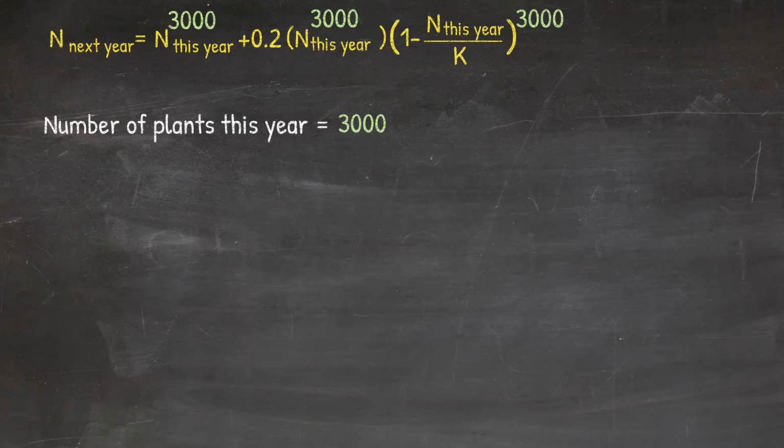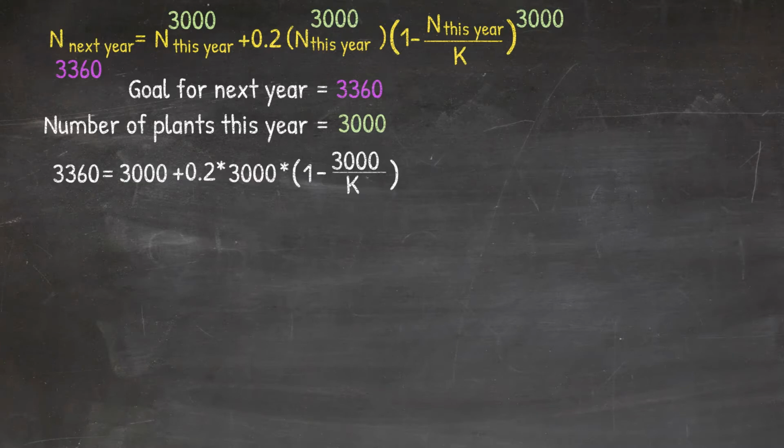And we're also told that the goal for next year is 3,360. So we should put that number in place of N next year, since this is the goal for next year. Once we plug in the numbers, we get 3,360 equals 3,000 plus 0.2 times 3,000 times 1 minus 3,000 divided by K.